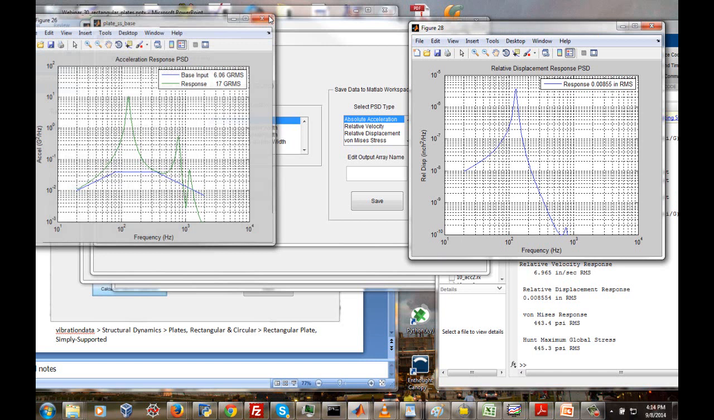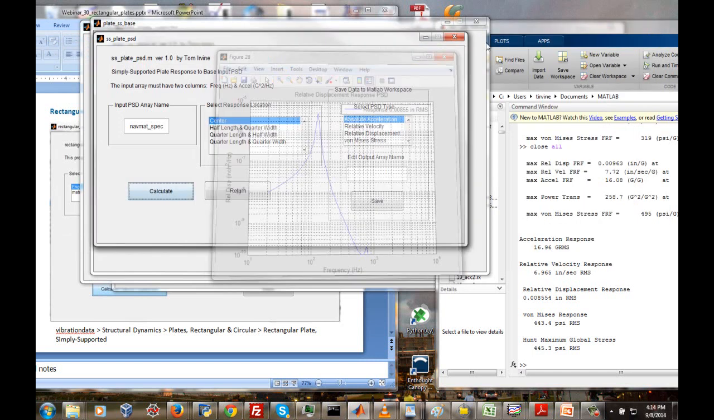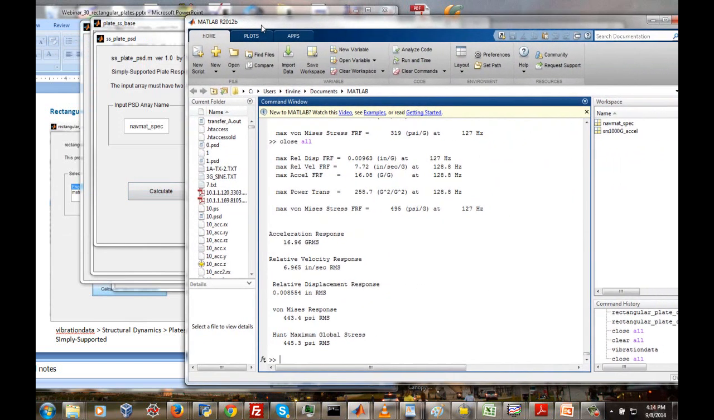Now another thing that we can do here is we can go to our command window, and we can see what the responses are for the various metrics in terms of the overall levels. So the acceleration response, almost 17 GRMS. Relative velocity, that's rounded up to 7 inches per second RMS. Relative displacement response, rounded up to 9/1000 of an inch RMS.